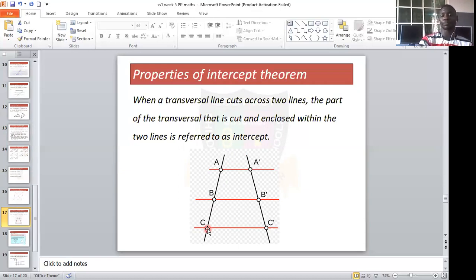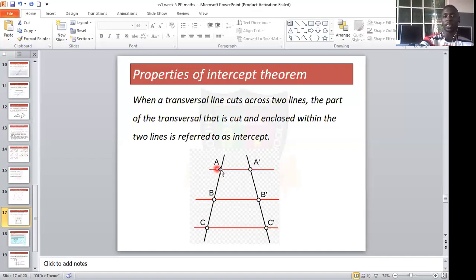So we just look at a brief explanation of the theorem. When a transversal line cuts across two lines, this is a transversal line, cutting across two lines, the part of the transversal line that is enclosed within the two lines is referred to as the intercept. The part of the transversal line that is cut and enclosed within, we're talking about AB, within the transversal line and the parallel lines drawn. So AB is within, and BC is also within.